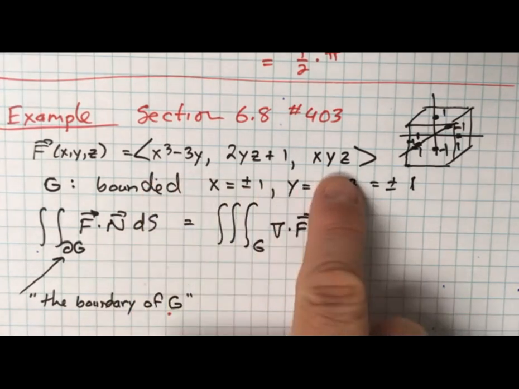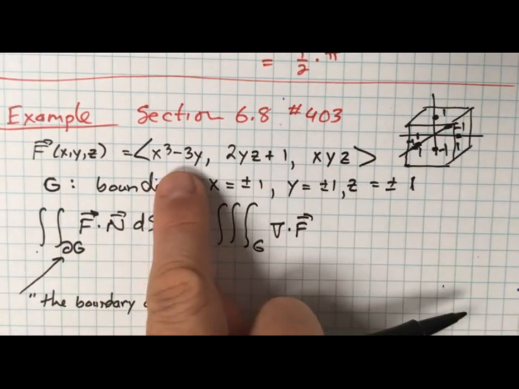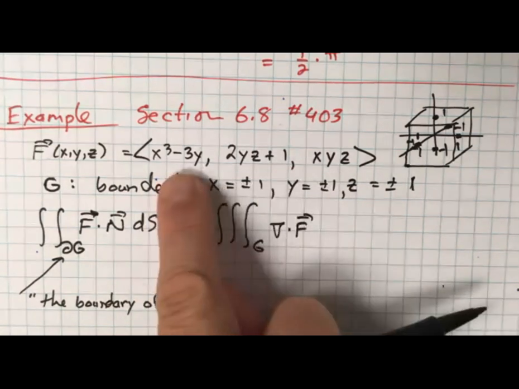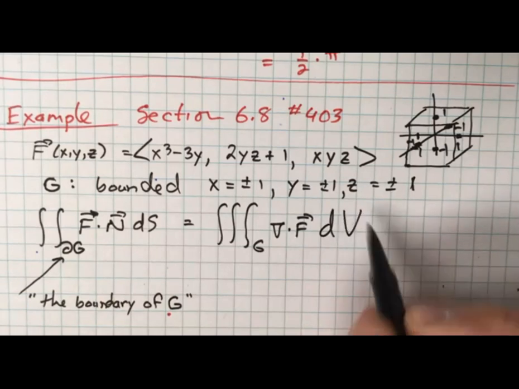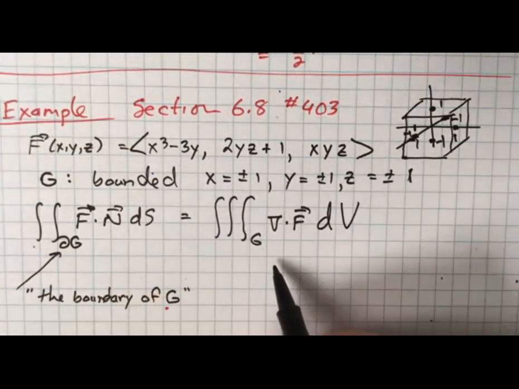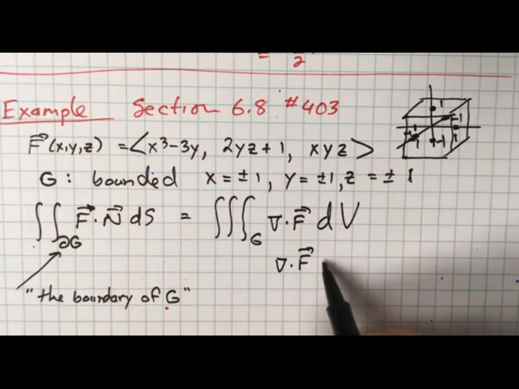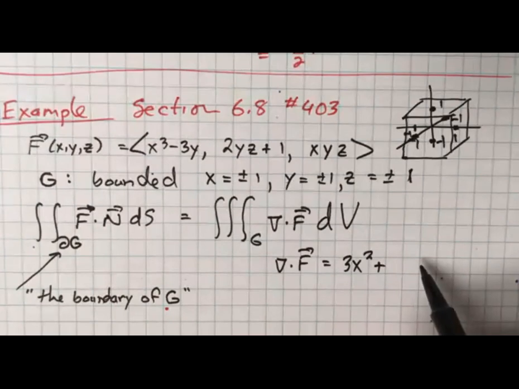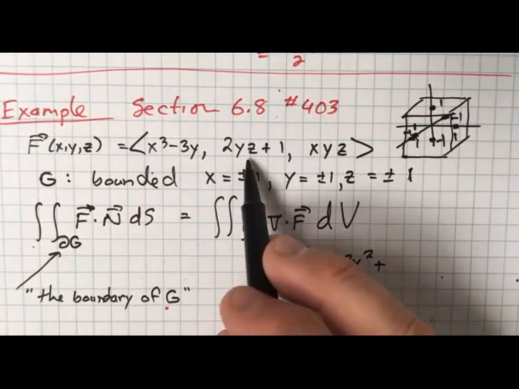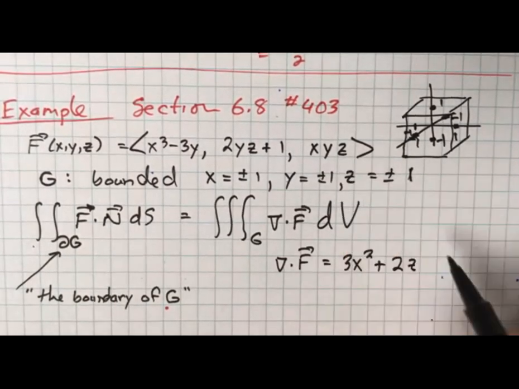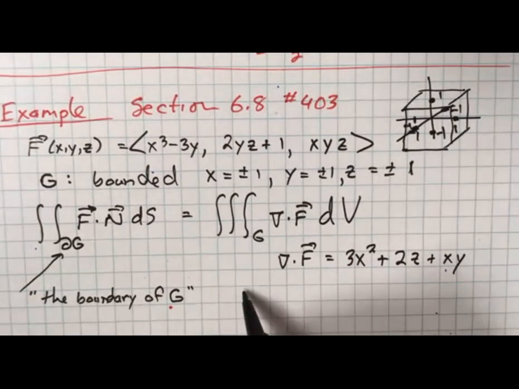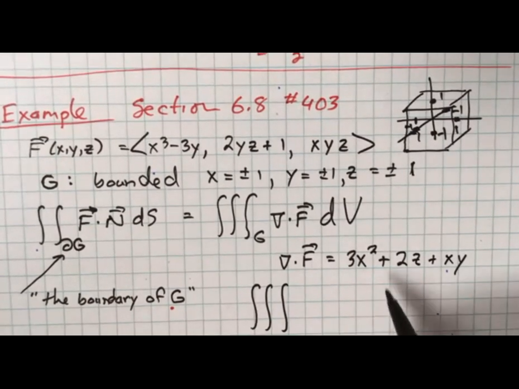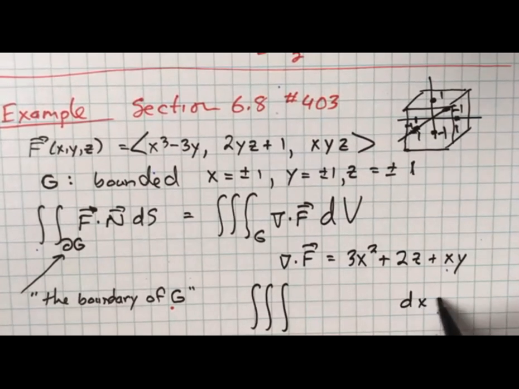But I don't think this field is showing me any symmetry necessarily. If these were strictly x, y, and z in some of these slots, or a simpler mixture of x, y, and z, I might be able to take advantage of those simpler normals. But let's look at the divergence integral at least first. We calculate the divergence on this, and we get 3x squared plus the second slot with respect to y, 2z, plus the third slot with respect to z, xy. So this is interesting. This will be a non-trivial integral with respect to volume, dx, dy, dz.